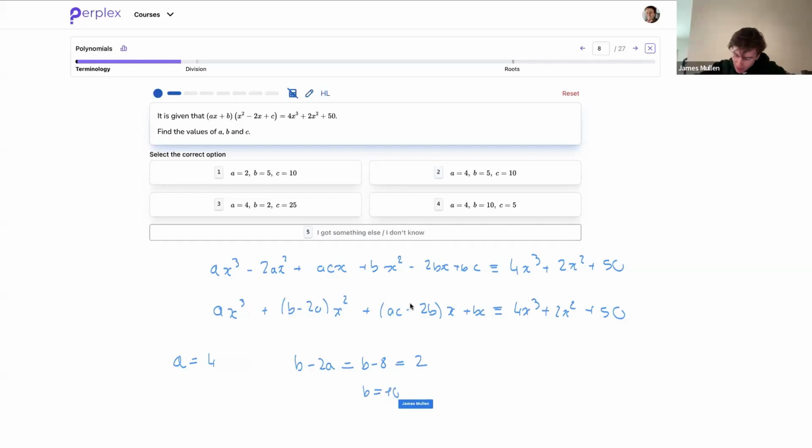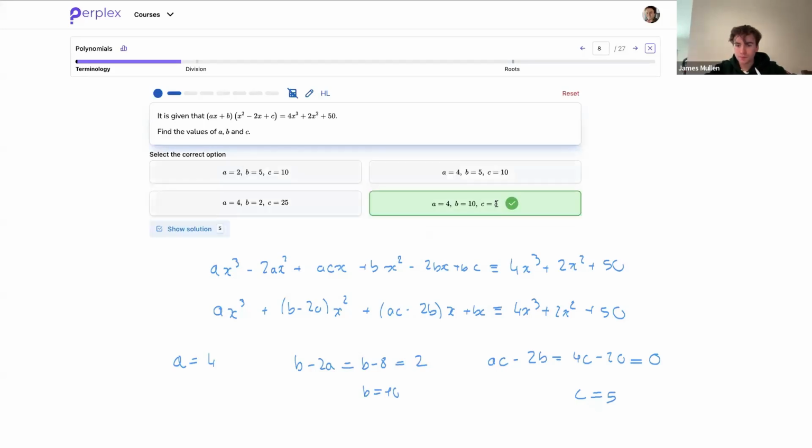And then next, I know that ac minus 2b, which is now 4c minus 20, that's supposed to be equal to 0 because there's no x here. And so that's supposed to be equal to 0. And that means that c is equal to 5. All right. And therefore, I'm looking for a is equal to 4, b is equal to 10, c is equal to 5. That's option number 4.